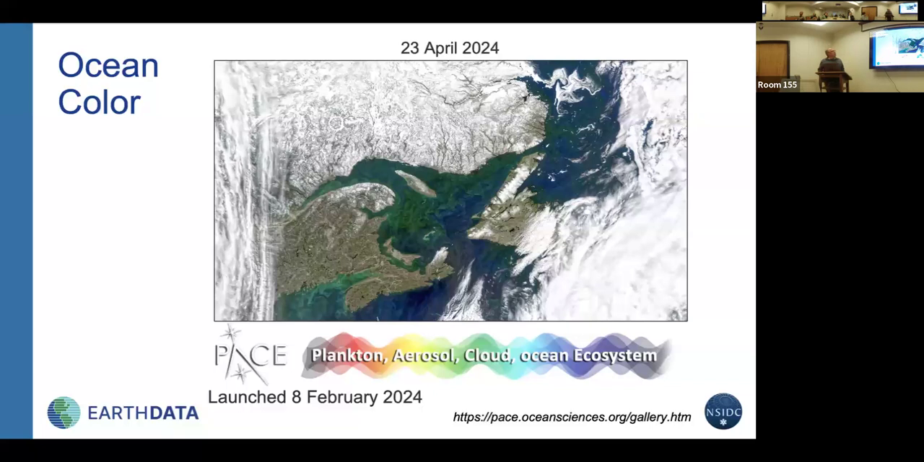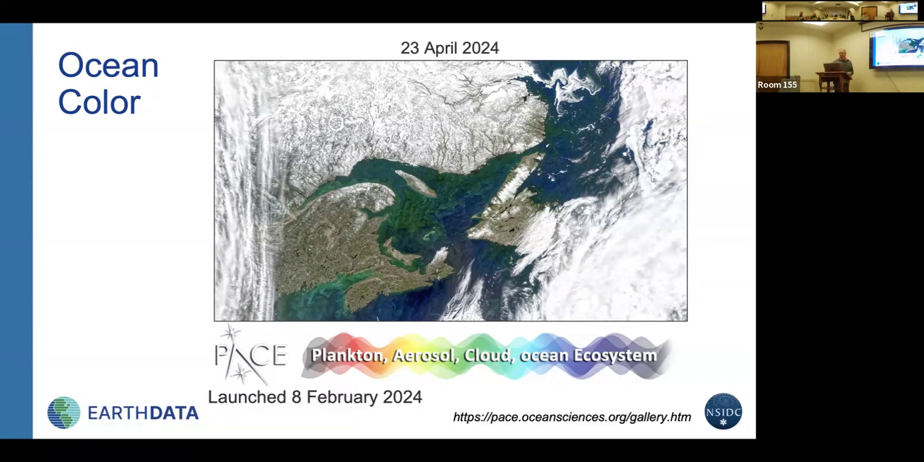So this is just an example. There's a relatively new sensor, almost a year old now, PACE, which is a NASA sensor, plankton, aerosol, cloud, and ocean ecosystem. MODIS also has, and MERIS also has, ocean color data and can detect phytoplankton. But PACE was designed specifically, or primarily, for that. And so you can get really nice, detailed data.